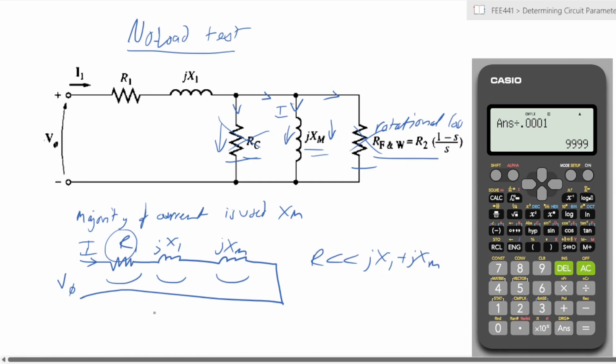And therefore it means that if we had some way of determining X1 and XM together, we can say that V phase over I is roughly equal to jX1 plus jXM. So in this case, remember we said that the no load test needs to be taken in conjunction with the locked rotor test. The reason for that is you can determine XM from this test, the magnetizing reactance, but it is tied to the value of X1. So you would first have to determine what X1 is before you can determine XM.